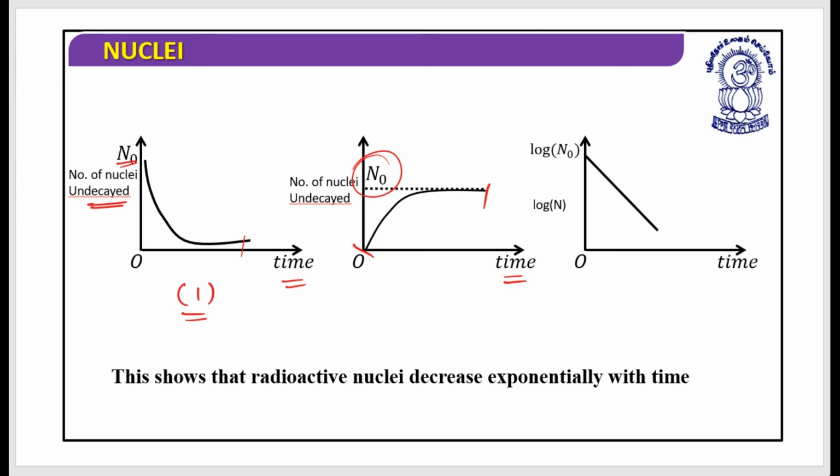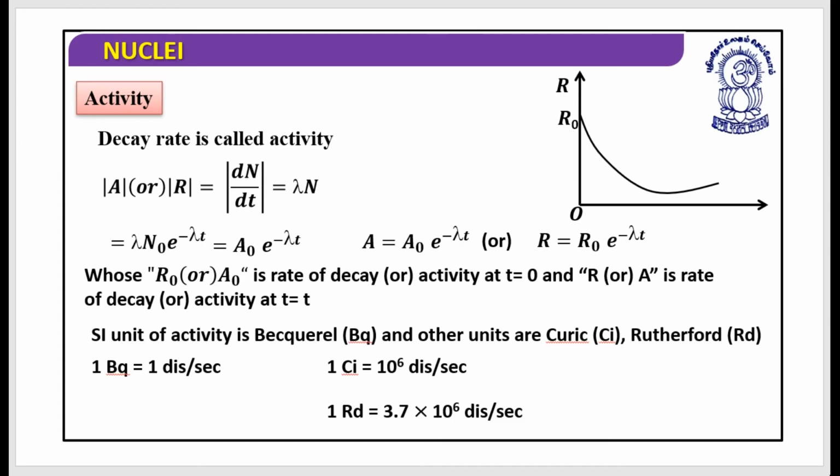And if I plot a graph for the log of n naught against time, it would be a straight line, but with negative slope. So this shows that radioactive nuclei decrease exponentially. The radioactive nuclei decrease exponentially with time. I hope this is clear. Is it clear? Let's now talk about the activity.